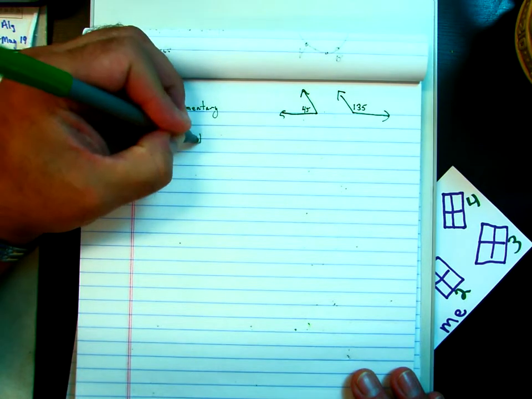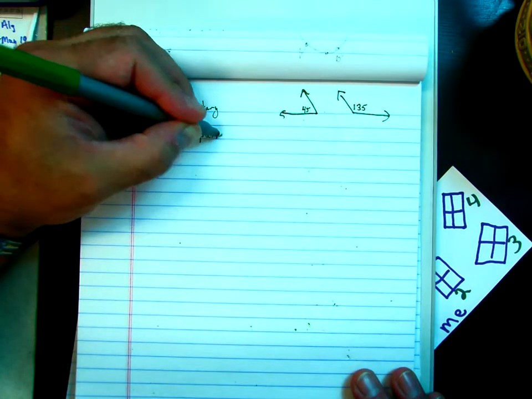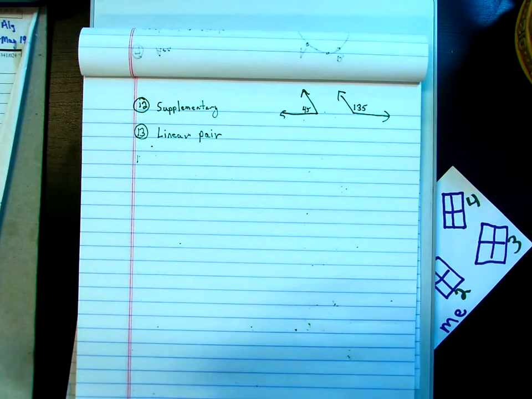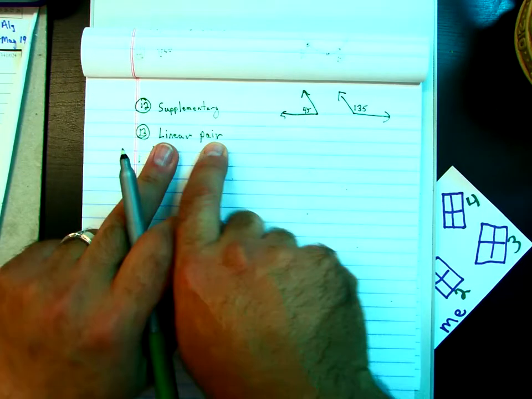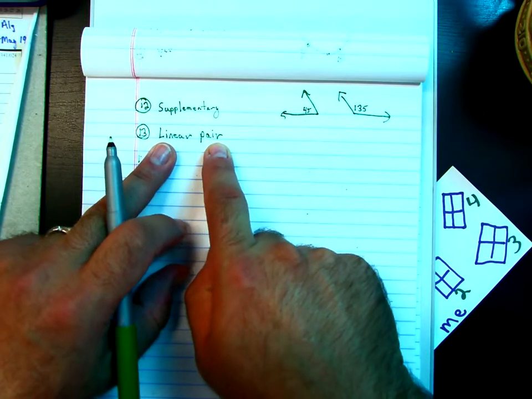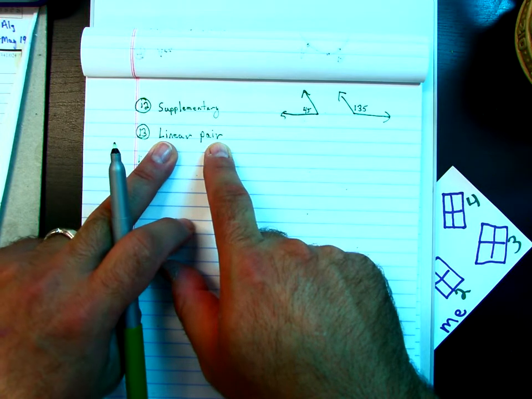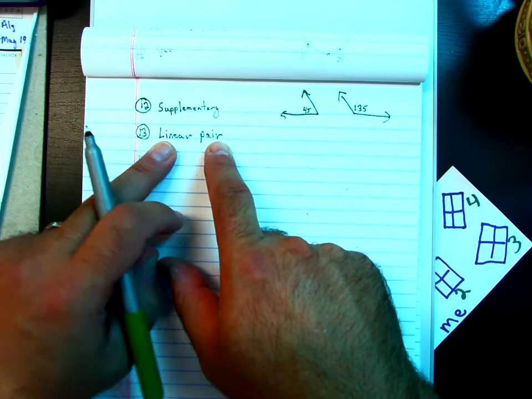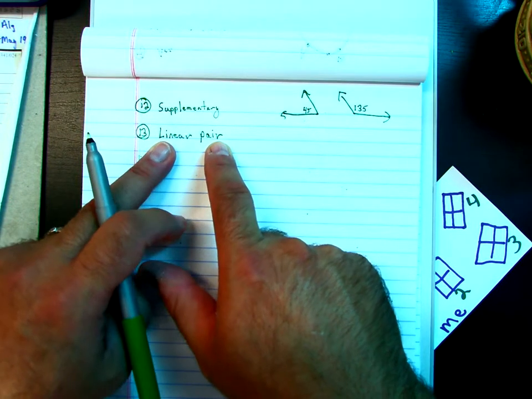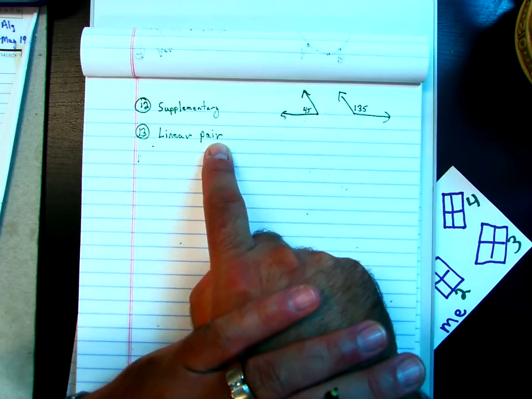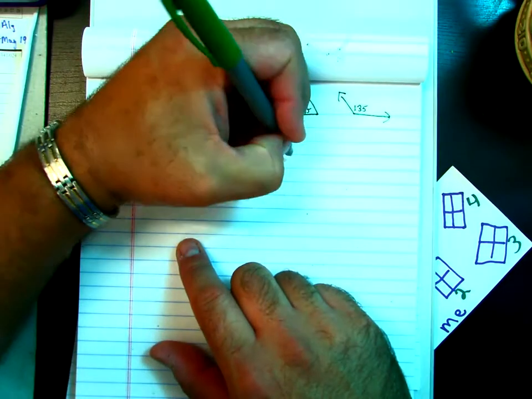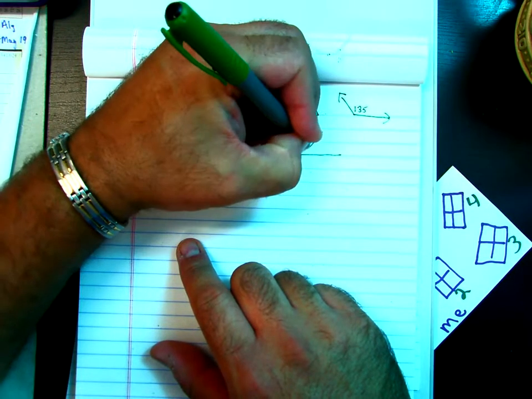They both add up to equal 180 degrees. The difference is, the definition for a linear pair is two angles that add up to 180 degrees and share a side, a ray. They share a common ray. Okay? So in other words, it looks like this.